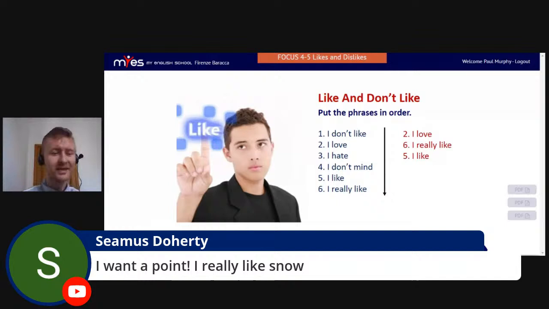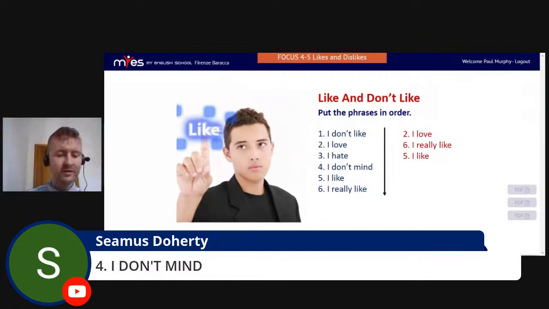Just sitting here patiently. Seamus, yay, I'll give you 1 point for Donegal. Okay, so Donegal gets 1 point. I don't mind. Fantastic, Seamus. Excellent. Okay. So after I like, I don't mind. Okay, that's number four.